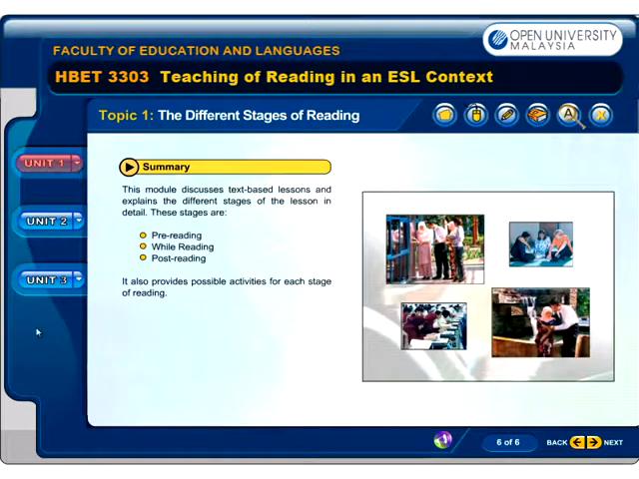This module discusses text-based lessons and explains the different stages of the lesson in detail. These stages are pre-reading, while reading, and post-reading. It also provides possible activities for each stage of reading.